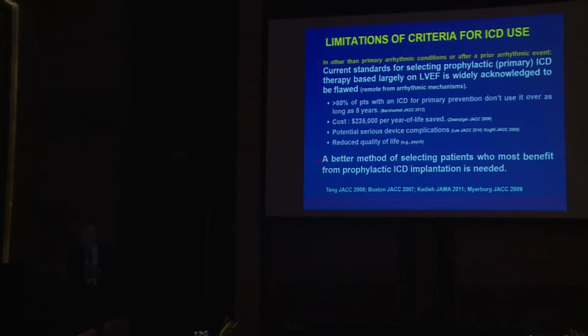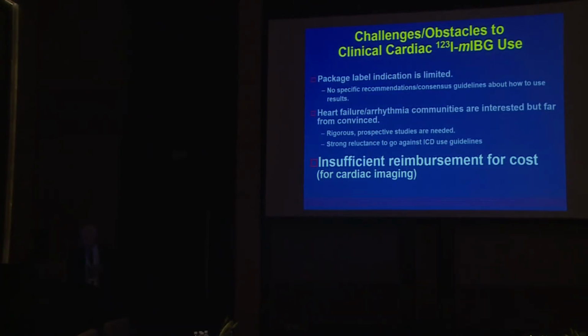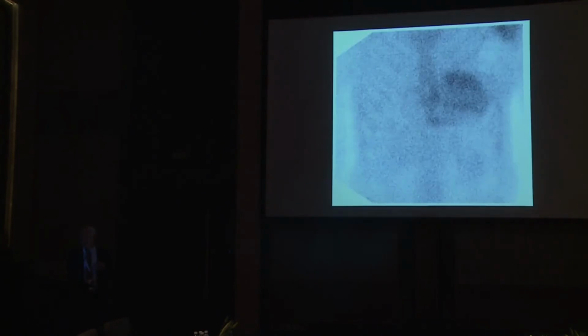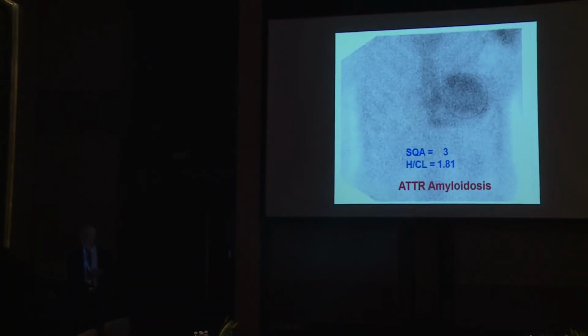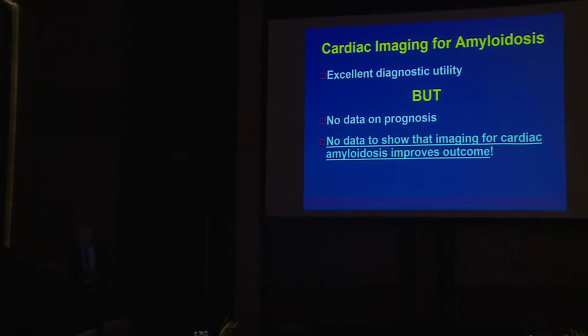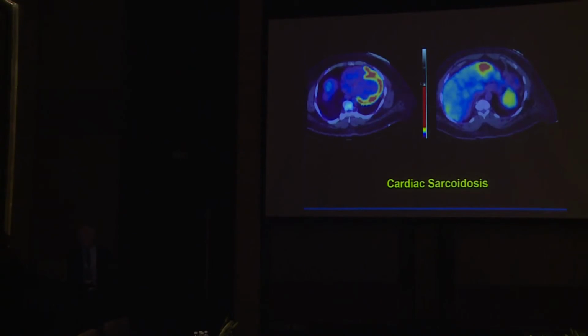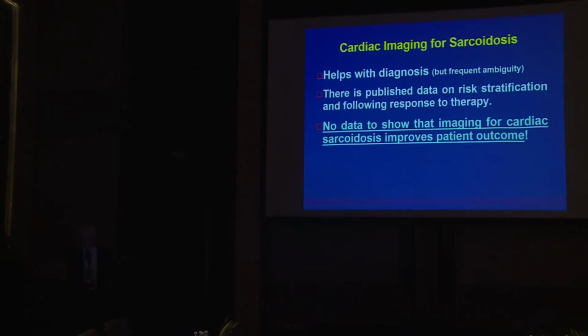All right, so these are limitations here, insufficient reimbursement. I'm just going to say that we can't do a planar study like this. We can't get it paid, yet we do a study like this, and this is an amyloid study. Yet we do that, excellent diagnostic utility, but there's no evidence that doing this study is actually going to help the patient, yet we do it. This is an MIBG study, a patient at risk with arrhythmias. I can't do this study, yet we can do a study like this. This is a patient at risk for arrhythmias, and this is a sarcoidosis patient. So there are other things, and with sarcoidosis there's no evidence that this helps.